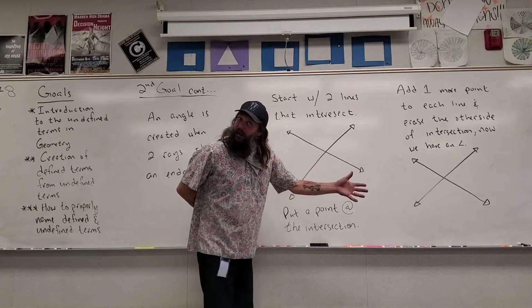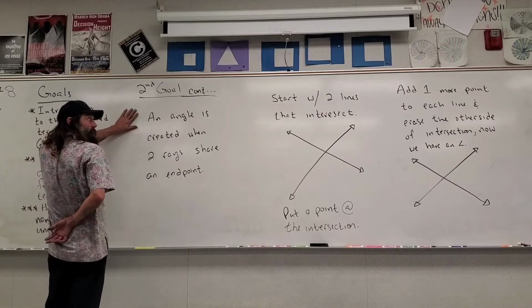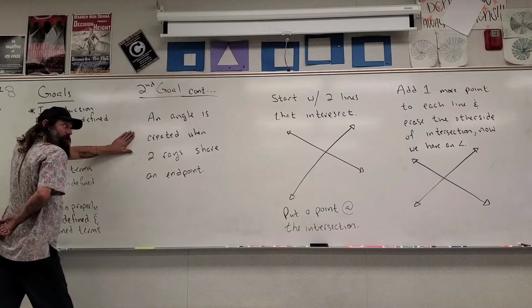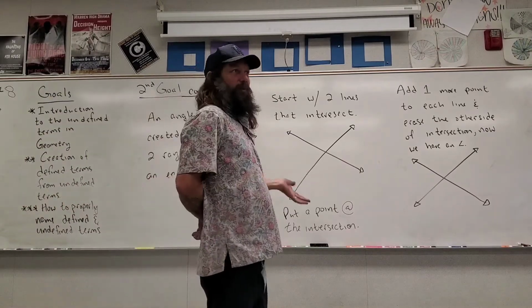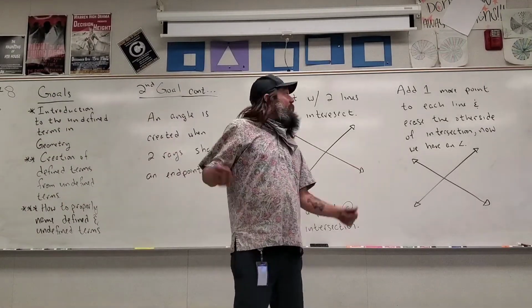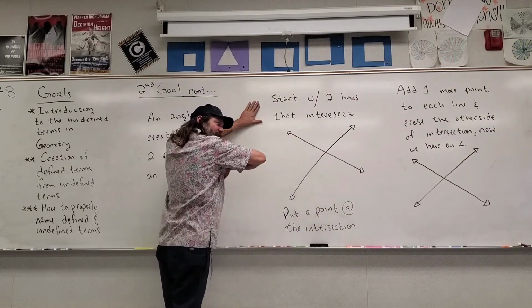I'm back again. So let's finish our second goal here. And what we're going to do is create an angle. An angle is created when two rays share an endpoint. So we'll walk through the steps to create an angle. Again, these come from lines. So we're going to start with two lines that intersect. Just draw any two lines that intersect.